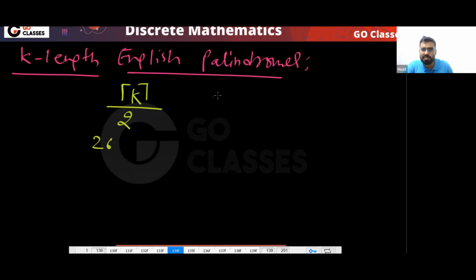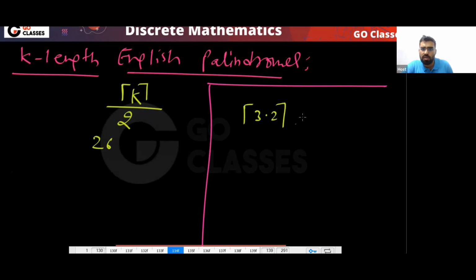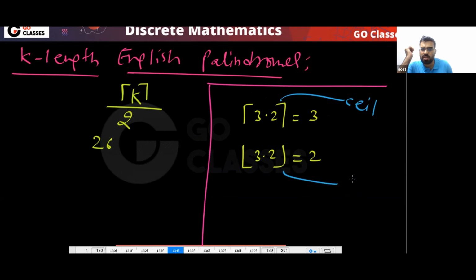What is this ceil? Let me tell you what the ceil function is. For example, if I ask you what is the ceil of 3.2, then that will be 4. Ceil means it will just take you to the larger integer. And floor will take you to the smaller integer. This is known as ceil, and this is known as floor.